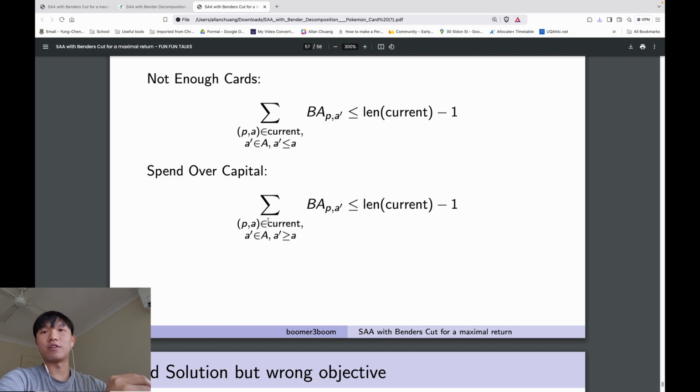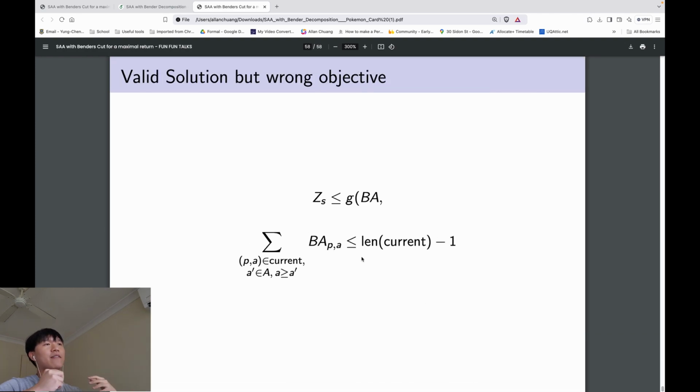And similarly, for if we spend over the capital, if we have a price and amount from our current solution, and we're also looping over a dash in A, which is the amount in our list of amounts that we are allowed to buy, if this a dash is greater than A, then we also want to add that as part of our solution and make sure that the sum of these integers, which is going to be a list of ones, is less than our current solution minus 1.